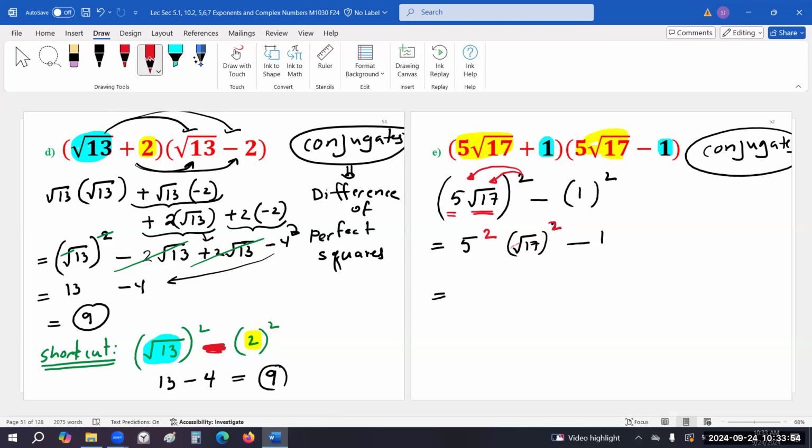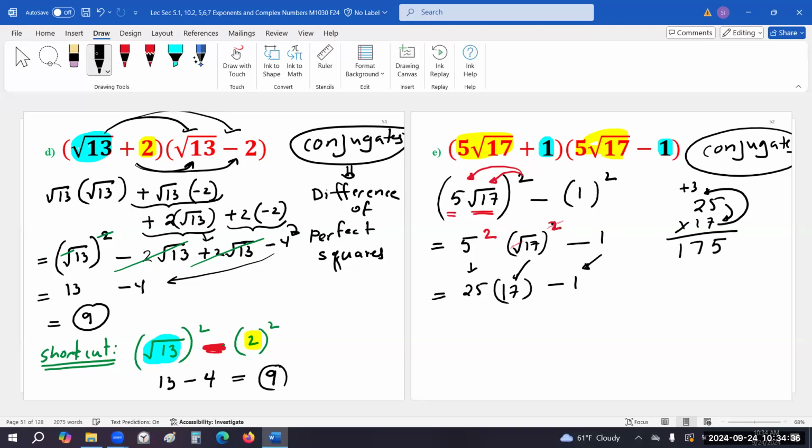Okay, so the square root and the square cancel out. We get the 17. And from here we get 25. That means you have to multiply 25 times 17. 7 times 5 is 35. So we write 5 on the bottom. 3 goes on the top as an addition. And then we have 7 times 2 is 14, plus 3 is 15, 16, 17.